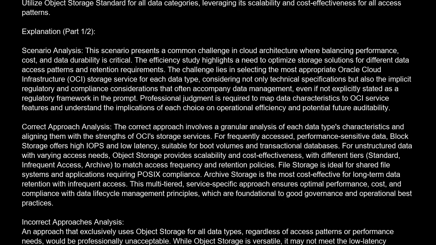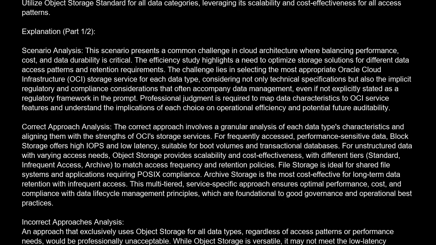For frequently accessed, performance-sensitive data, block storage offers high IOPS and low latency, suitable for boot volumes and transactional databases. For unstructured data with varying access needs, object storage provides scalability and cost-effectiveness, with different tiers, standard, infrequent access, archive, to match access frequency and retention policies. File storage is ideal for shared file systems and applications requiring POSIX compliance. Archive storage is the most cost-effective for long-term data retention with infrequent access.